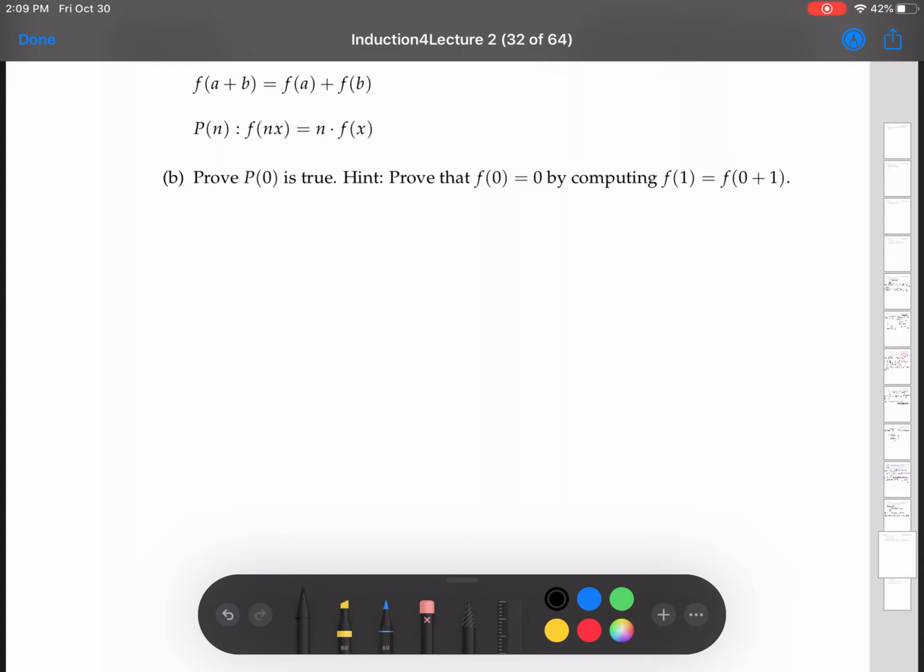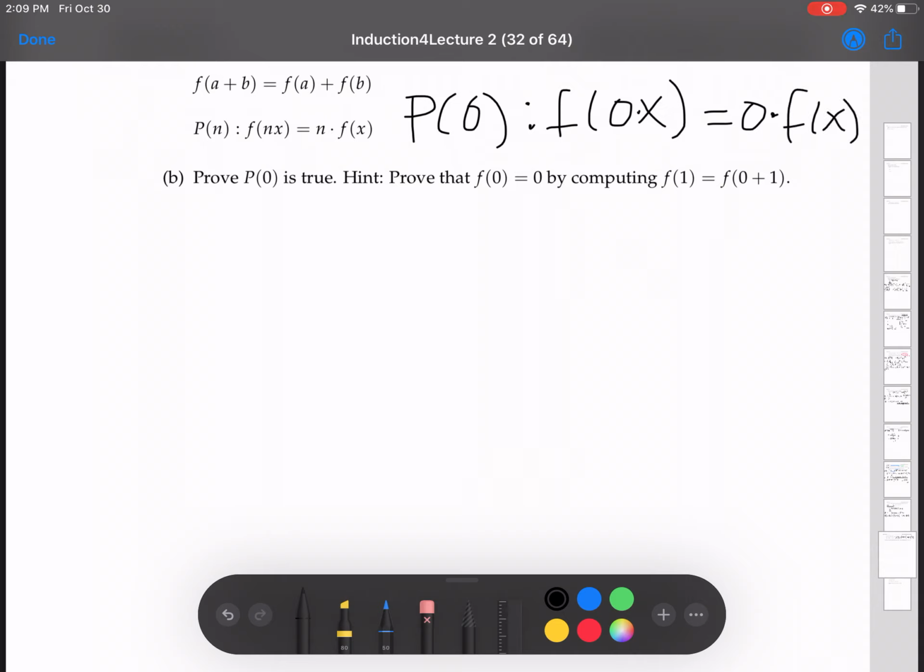All right, here we have a base case that is not entirely simple. There's actually something to do. So let me write out P of 0 first. P of 0 is f of 0 times x is equal to 0 times f of x. All right, so that's what we're trying to prove. We want to prove that f of 0 times x is equal to 0 times f of x.